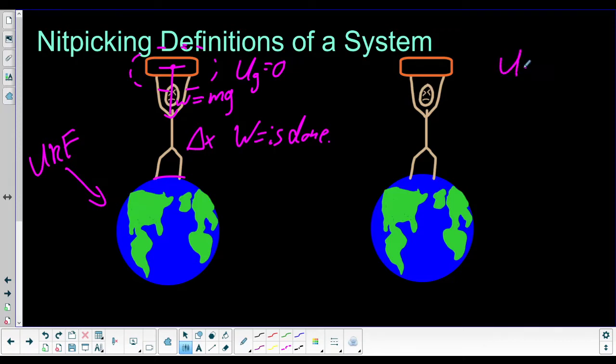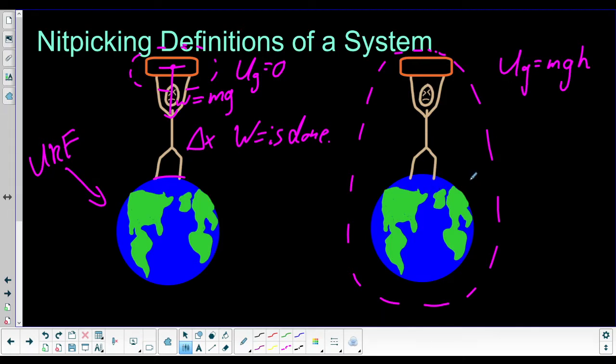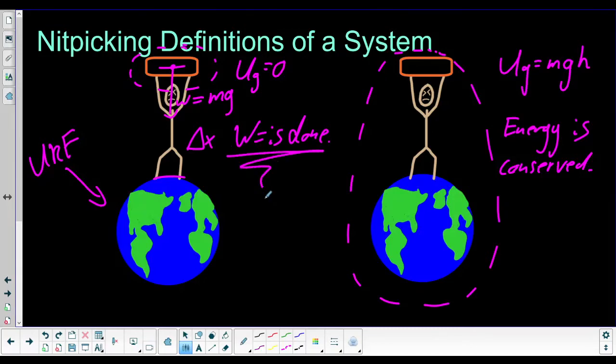If you want to use conservation of energy and say that the gravitational potential energy is equal to mgh, then what you have to do is include the source of gravity in your system and say the box and the Earth are within the system. This energy is conserved. Here, work is done by the Earth.